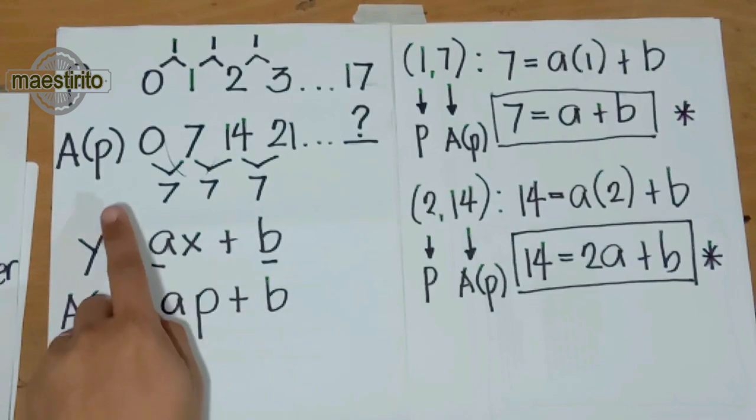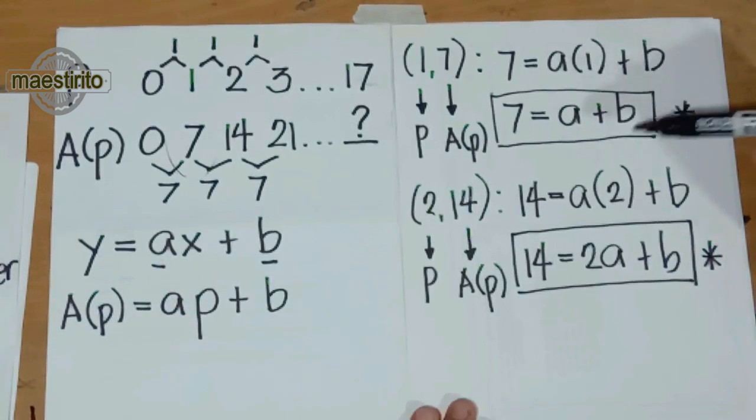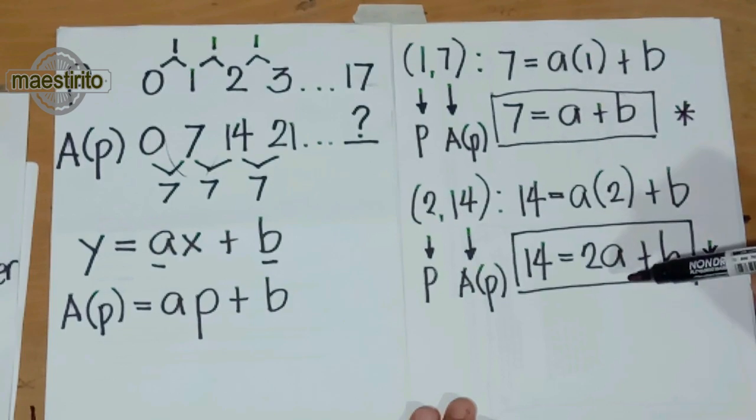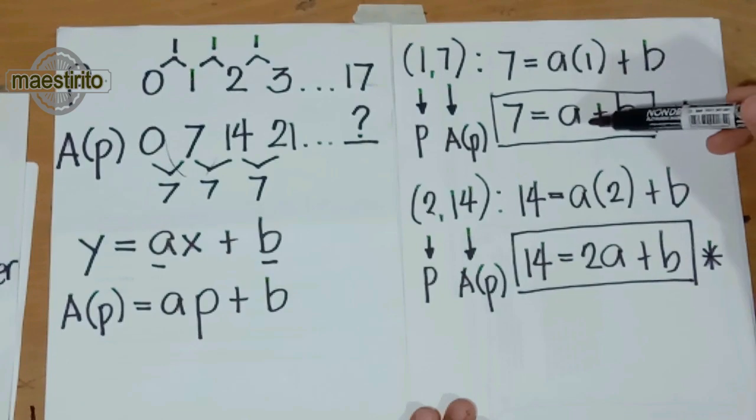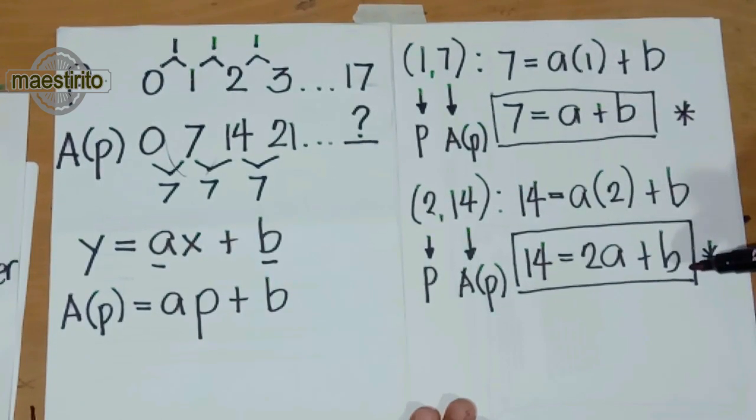Since we are only referring to one problem, that means the constant a here is the same as the a here. The constant b there is the same as the b here. For example, if your a is 3 here, this is also 3. If your b is 4 here, b is also 4.